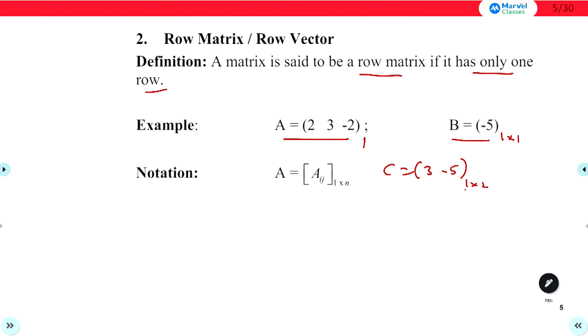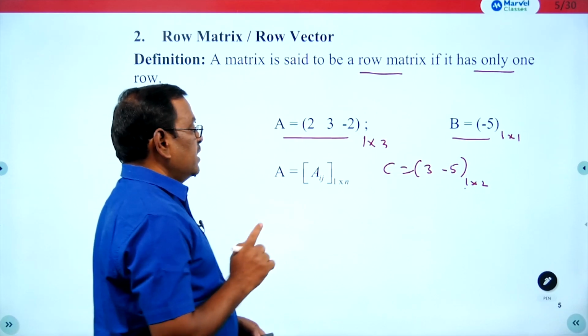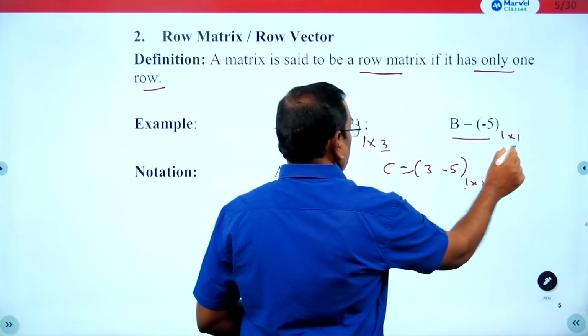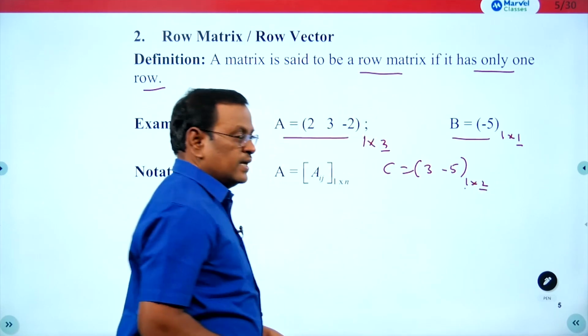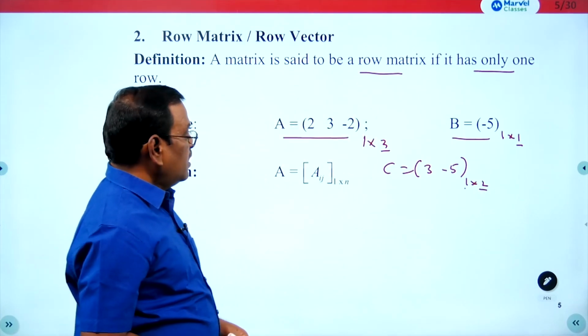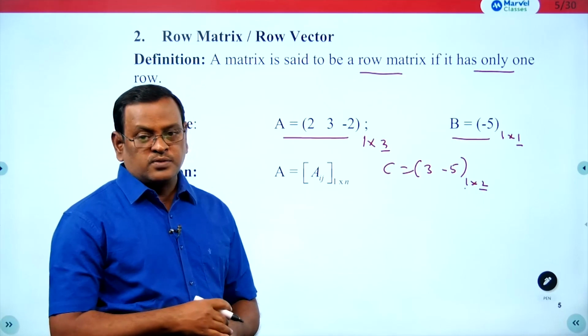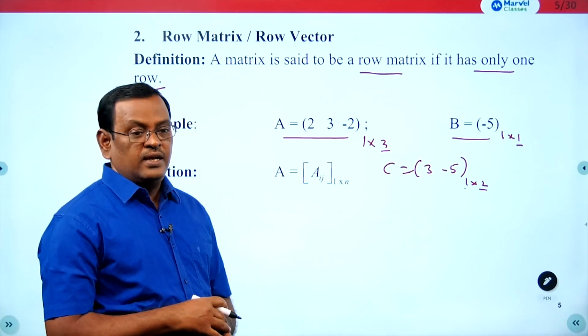The order of this matrix is 1 by 3, this is 1 by 1, this is 1 by 2. Very important remark about this matrix: the number of rows in a row matrix is 1, here 3 columns, here 1 column, here 2 columns. Hence, the number of rows in a row matrix is 1, but the number of columns can be any number.